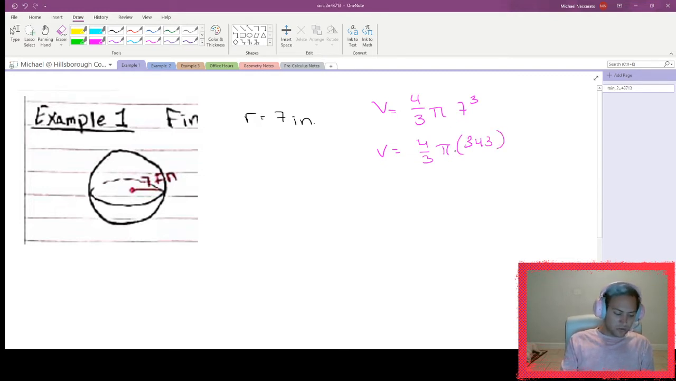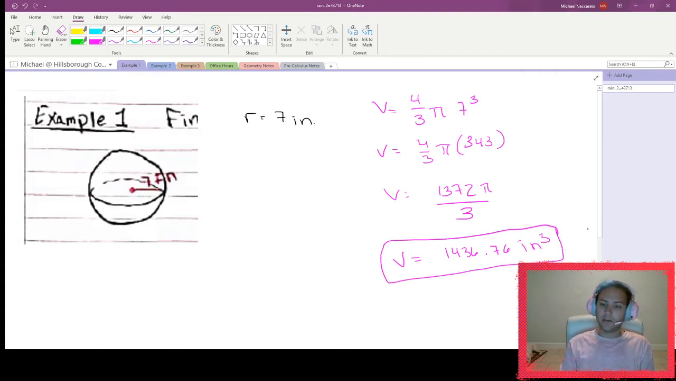Well, at this point, you can put this into your calculator. So what you can do is 343 times 4. And if you do 343 times 4, you're going to get 1,372. And at this point, everything can be put in the calculator. Take 1,372, multiply it by pi, divide that by 3, and we get that the volume is 1,436.76. And we're talking in inches, so we're going to put inches cubed.